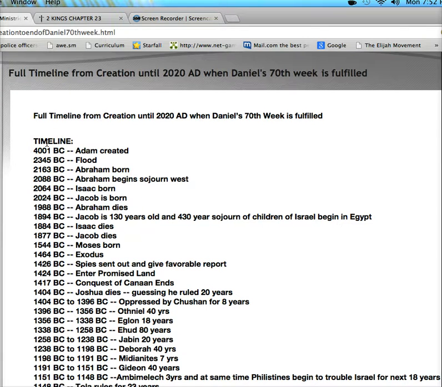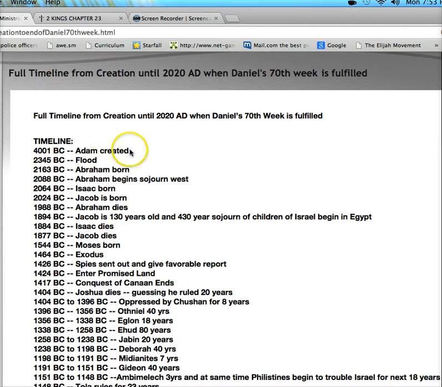This maps out, well, you'll see what it maps out, but it maps out all the judges, all the kings, and connects it all the way down through the timeline I already have up for Daniel's 70 weeks. Okay, so this is the full timeline here, from creation until 2020 AD, when Daniel's 70th week is fulfilled. So here we go.